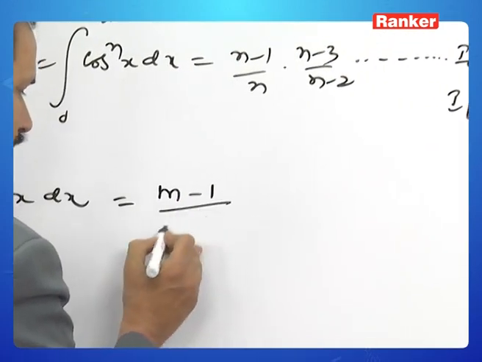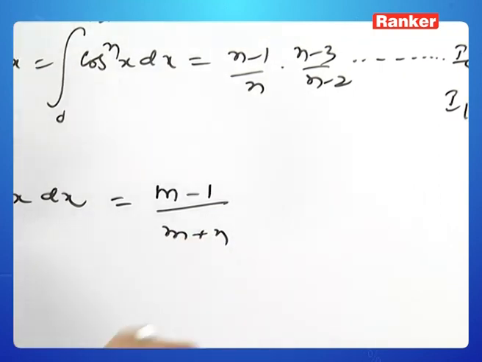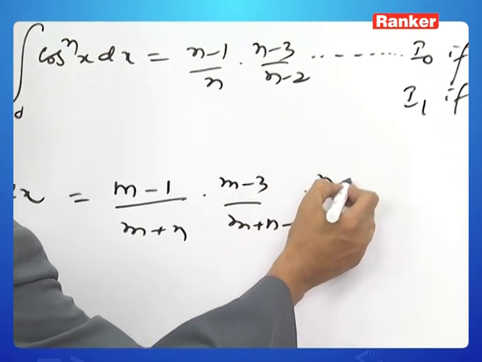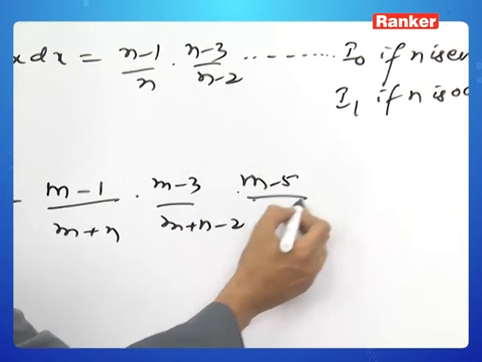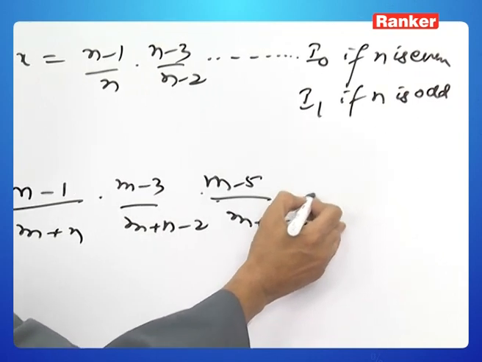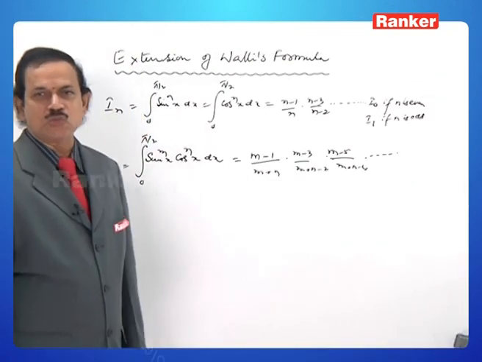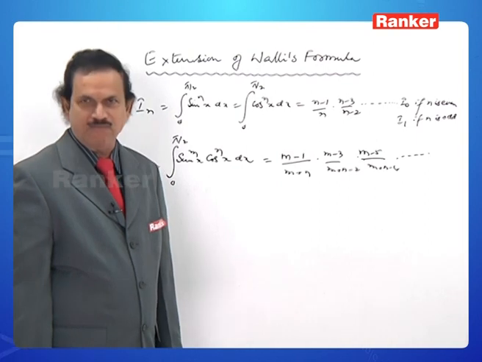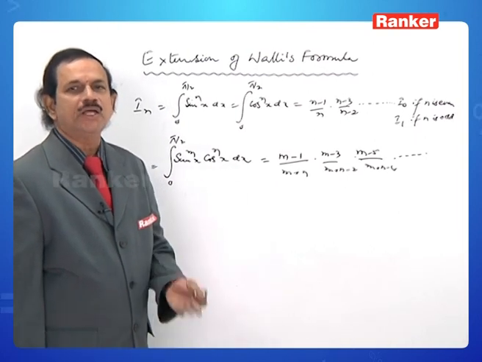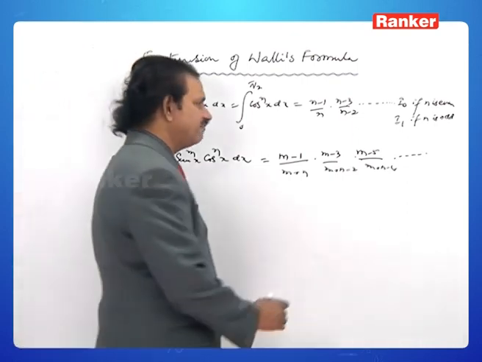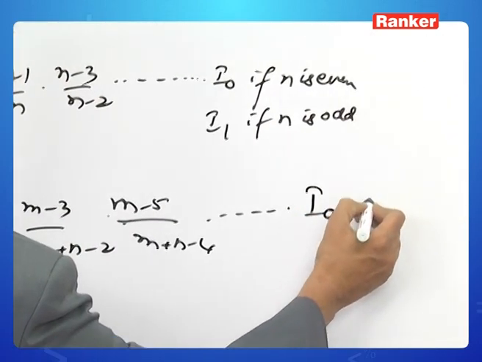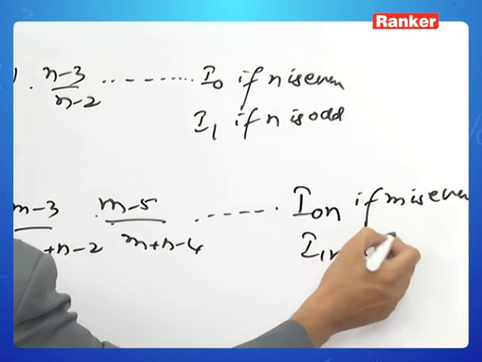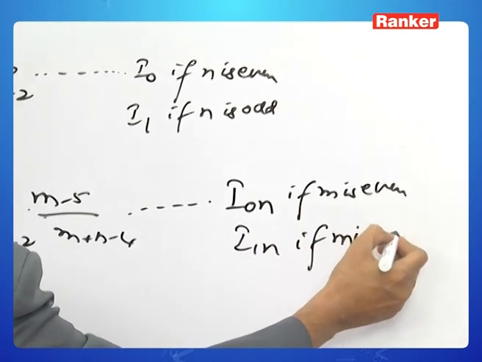Okay, start by the very first expression. The factor is (m minus 1)/(m plus n). Decrease by 2, (m minus 3)/(m plus n minus 2). (m minus 5)/(m plus n minus 4), and so on. Again, two cases will now arise. What are the two cases? You are showing interest on m in the beginning, isn't it? So m is even or m is odd. Two cases will arise. If m is even, we take I0n, and I1n if m is odd.